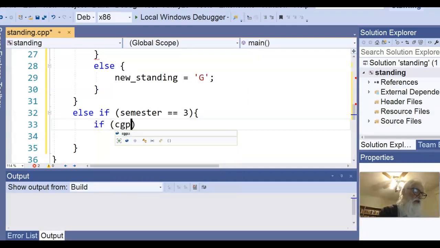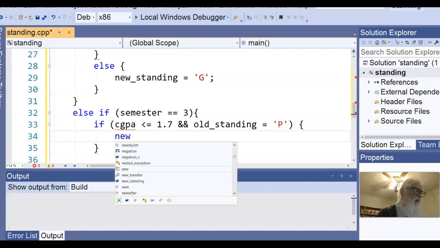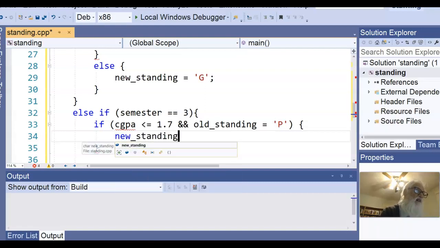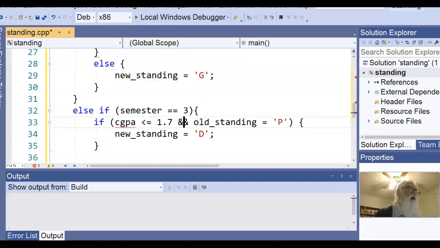If the CGPA is less than or equal to 1.7 and the previous standing was probation, then the new standing equals dismissal. Now it's complaining, it's telling me something's wrong. CGPA is the right word there. I do have that part right. I can't see why it's complaining.